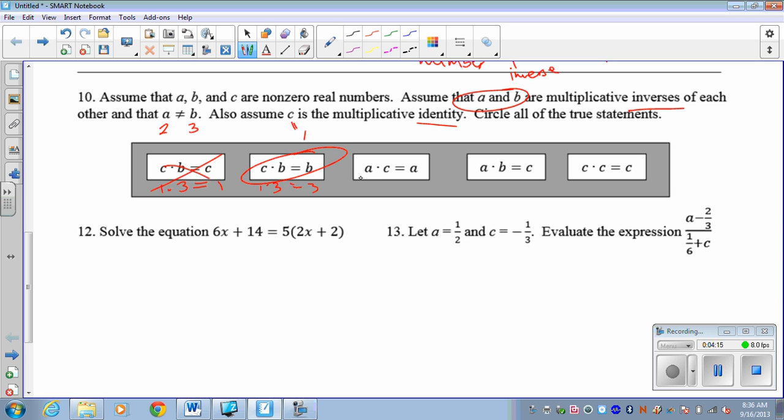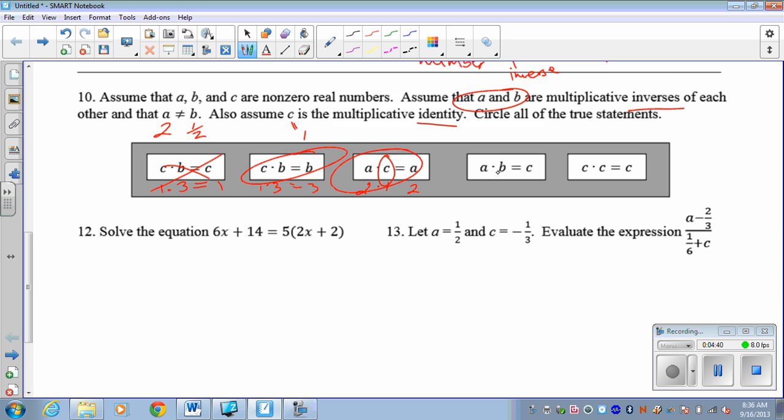A times C equals A. Let's say we call this 2, 1. 2 times 1 equals 2. Sure, because when you multiply anything by the identity, it doesn't change. A times B. Oops, I'm sorry. I lied. A and B are inverses, right? So these can't be 2 and 3. Let's call them 2 and 1/2.